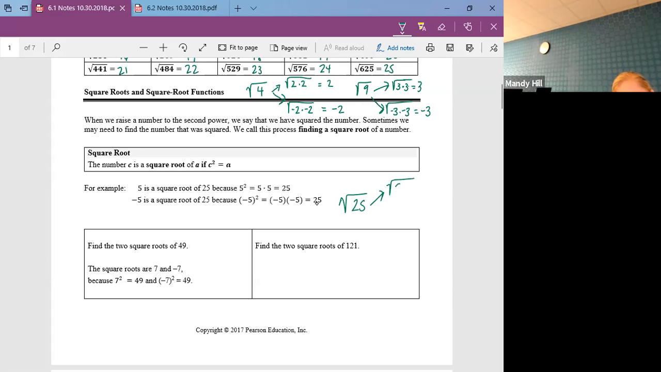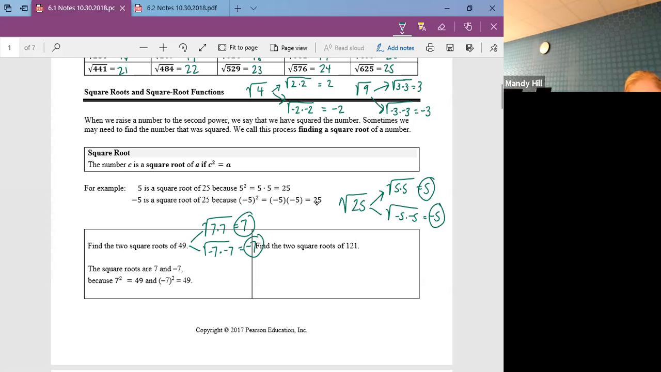Okay, we could say, well, that's 5 times 5, so the answer is 5. But it's also -5 times -5, so the answer is also -5. Both of these would be correct. It says find the two square roots of 49. Okay, so we know that 49 is 7 times 7, and 49 can also be -7 times -7. So we have one answer that's positive and one answer that's negative when we take the square root of 49.